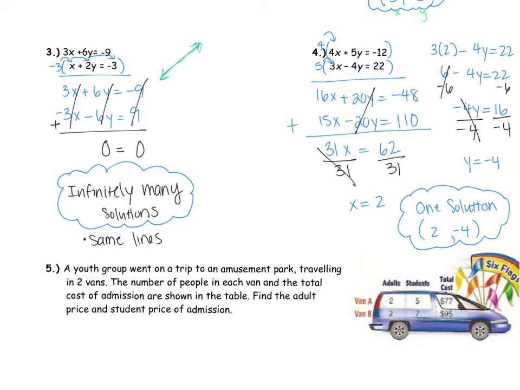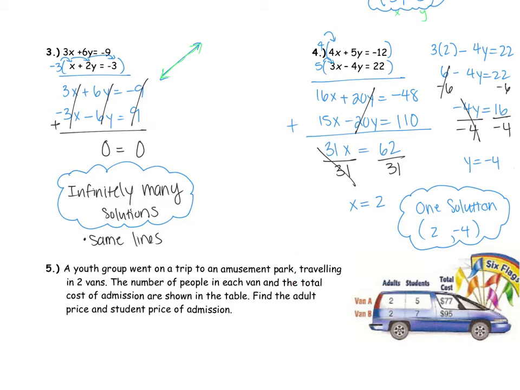So I like to label how many solutions I have, because it helps me identify what type of system of equations I have. Remember, there are three types: no solution, infinitely many solutions, and one solution. Those are our three types of solutions for systems of equations.